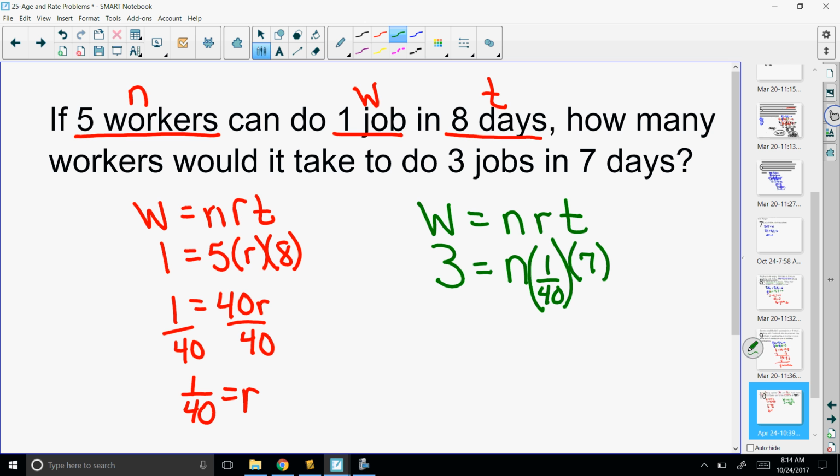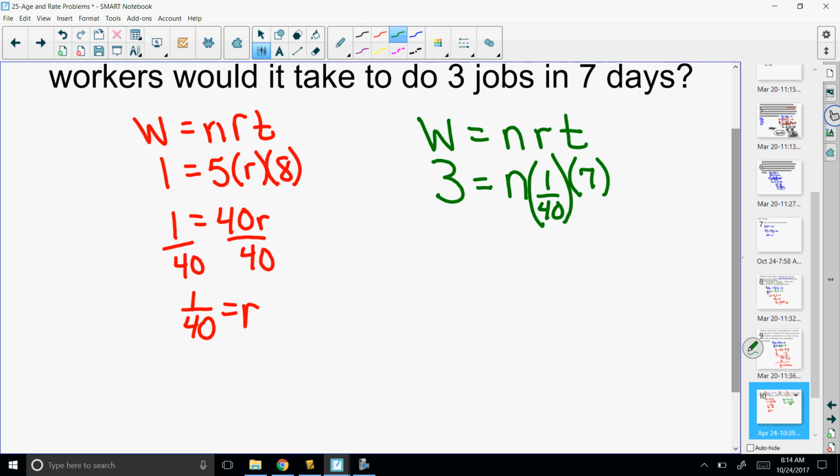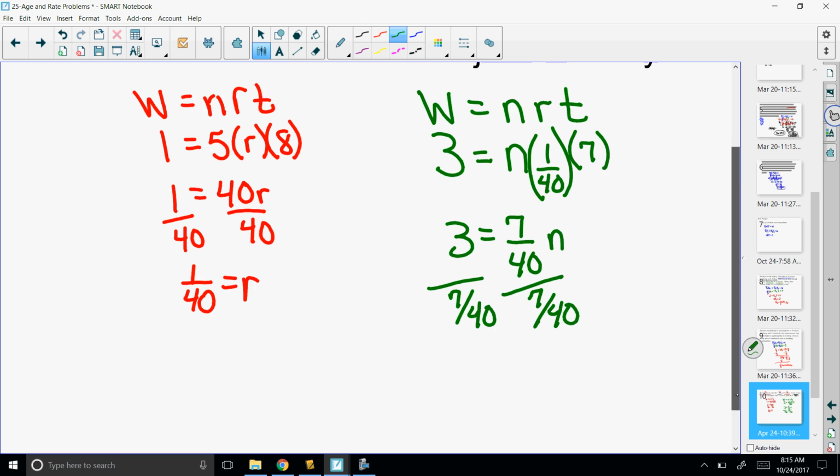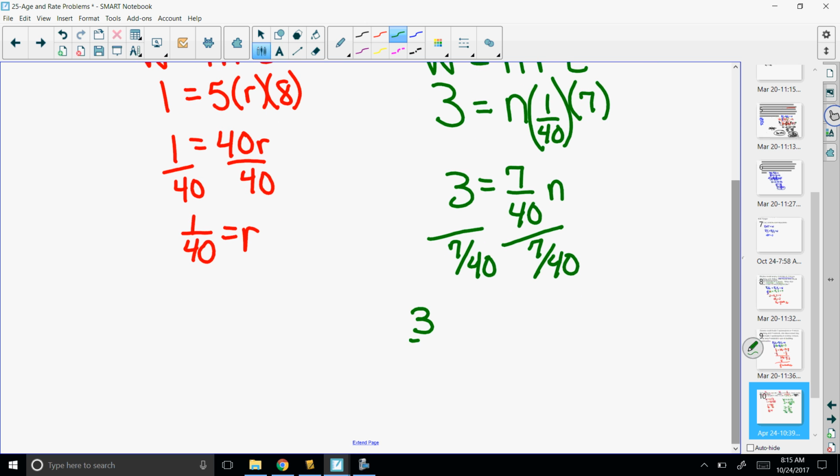So you solve. 3 is equal to 7/40th n. So I want to divide by 7/40th, which means I'm going to take 3 times 40/7, and I end up with 120/7. Now, what's the problem with that?